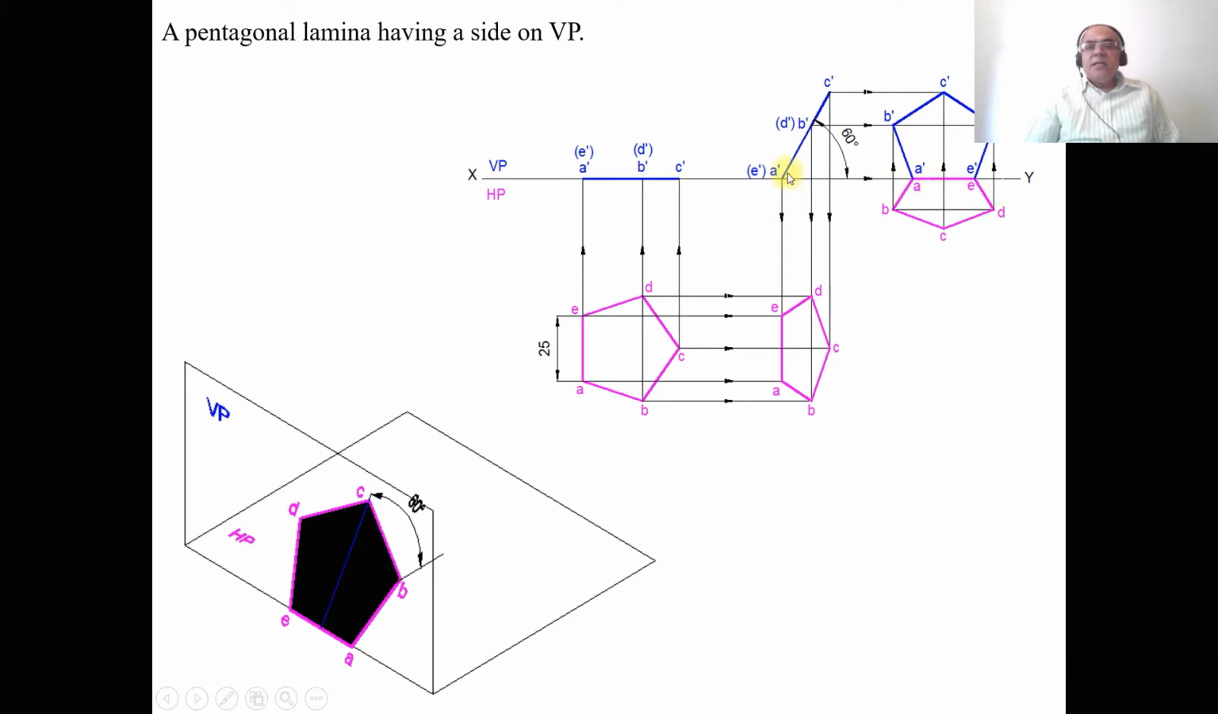In this condition, the line AE is parallel to HP and perpendicular to VP. Since you want AE also on VP, you rotate the second position top view by an angle of 90 degrees in the clockwise direction such that you keep it on the XY line in the top view. Once you do that, to write the corresponding front view, this is the shape you are going to get as the front view in the third position.